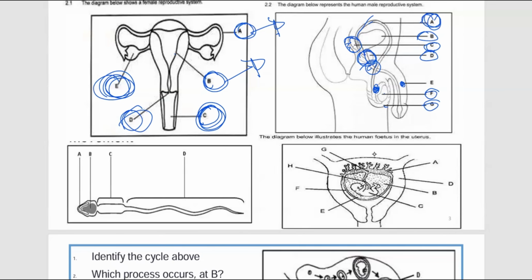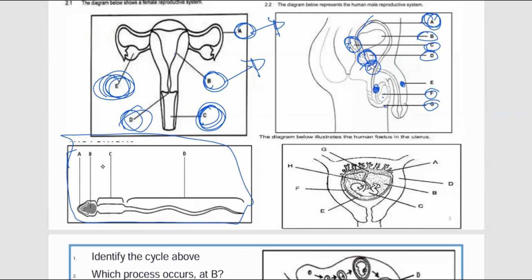Then you have the testes. Testes secrete sperms, and also secrete a hormone, testosterone. Then the scrotum, that is basically for protection, and also contracts and relaxes so that it pushes the testes up and down to regulate the what? The temperature. Then when we go to this, produce the sperm.